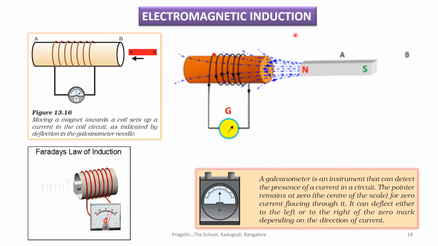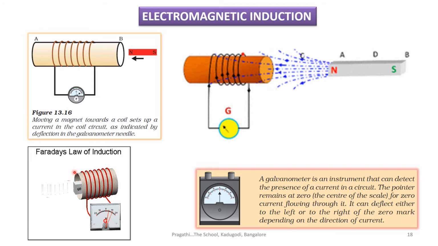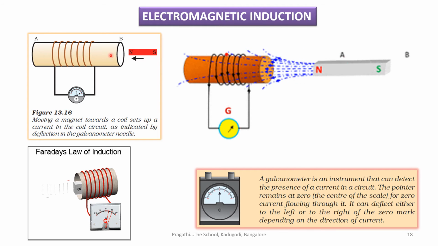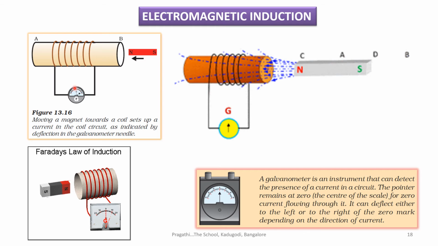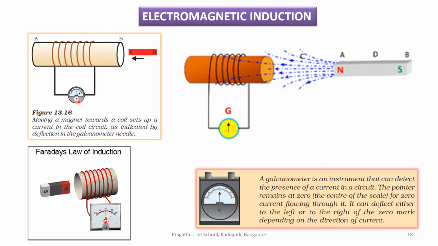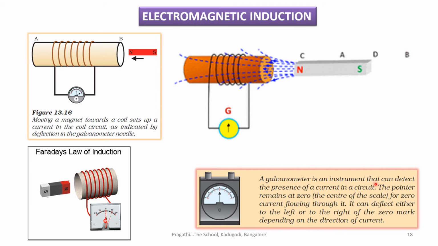Electromagnetic induction, we have already seen the same thing, right? This picture we have seen. Take a cardboard cylinder, and onto that just wind a copper wire and connect it to a galvanometer. What is the function of a galvanometer? I have already explained: a galvanometer is an instrument that can detect the presence of a current in a circuit.